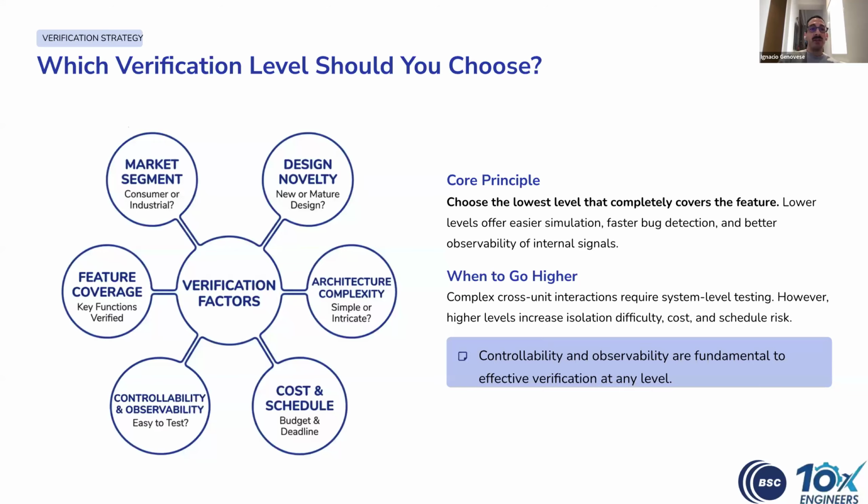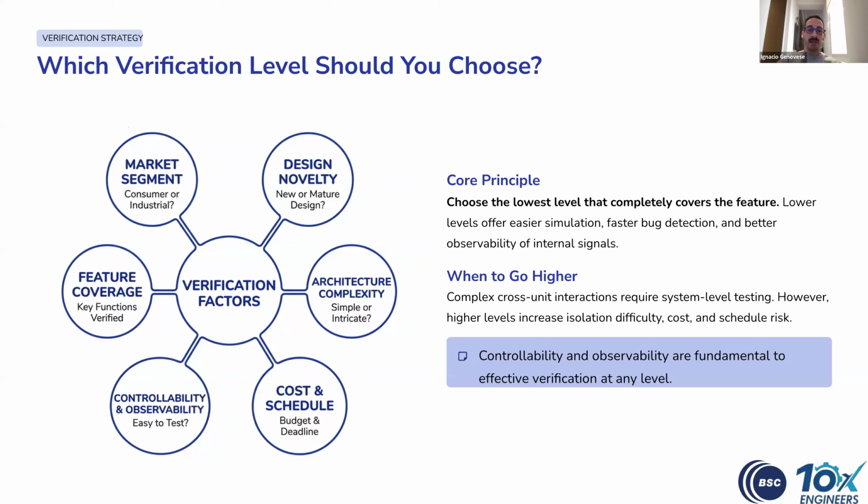So, which verification level should we choose when verifying a design? The core principle is to choose the lowest level that completely covers a feature. Lower levels usually offer easier simulation and are faster. Detecting the bug at the lower level is faster. We have better observability. And debugging at unit level might take hours, while the same bug at system level might take weeks.